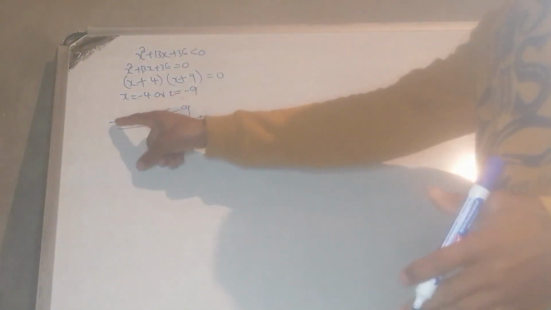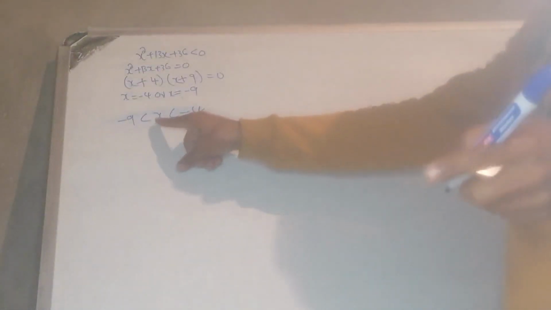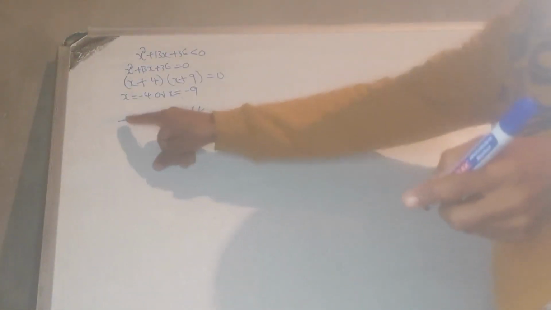You will start first with a smaller number and end up with a bigger number. You place your x, you have your smaller number and your bigger number, then you just do this if it is less. Values of x must be greater than minus 9. Let me show you this.